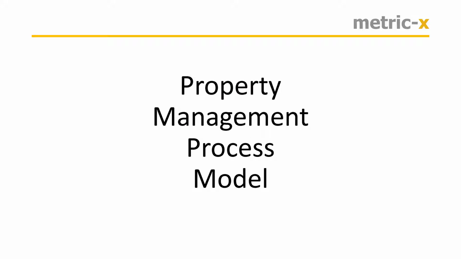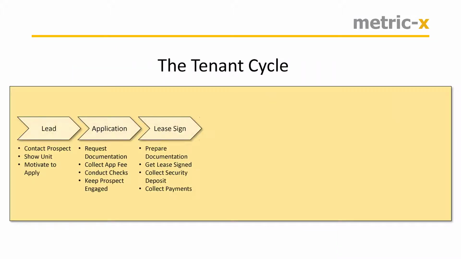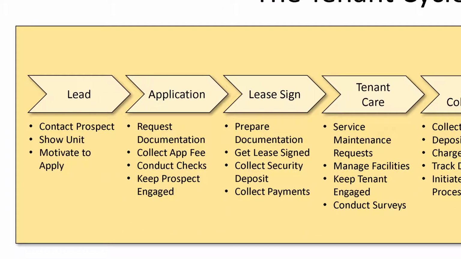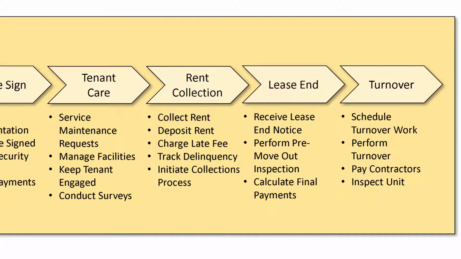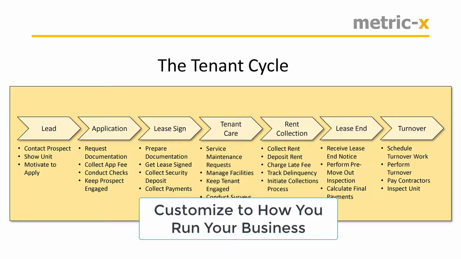The toolkit is based on our property management process model, which essentially looks at your property management business as a series of interconnected processes. For example, processes to convert leads to leases, to take care of your tenants, collect rent, and ultimately plan for the end of the lease and turn over the unit for the next tenant. Under each of these processes are defined activities, and the toolkit enables you to add and subtract detail here so that you can customize it to the way you run your company.